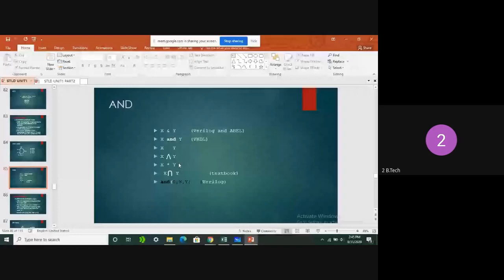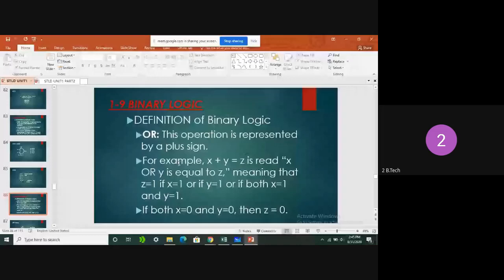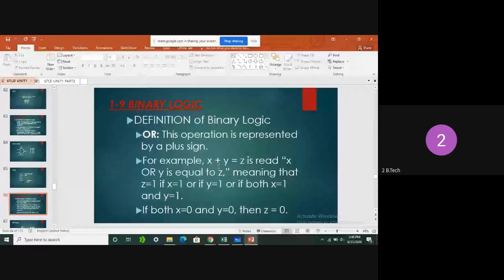So OR logic. I already told you this is similar to the addition operation. So that's why A plus B, sorry, x plus y equals z. In the sense, we need to mention here OR only. Multiplication in the sense is AND only. Okay, this is the OR operation.